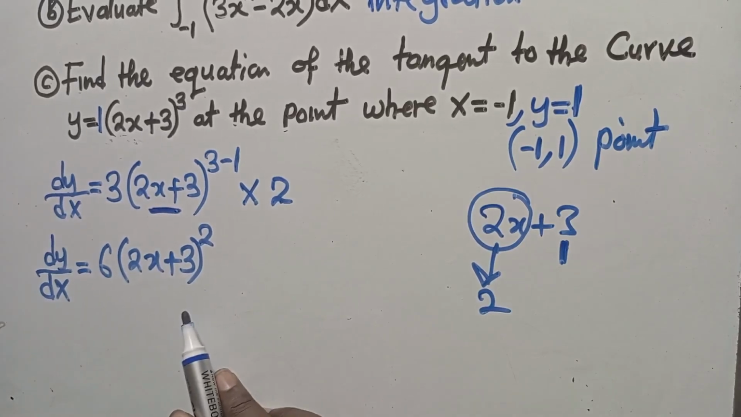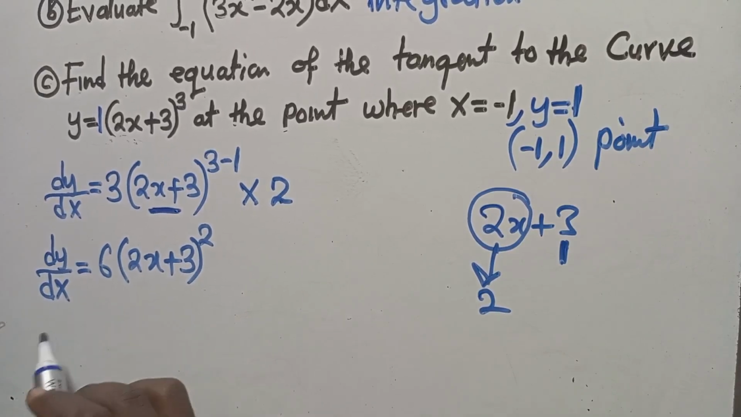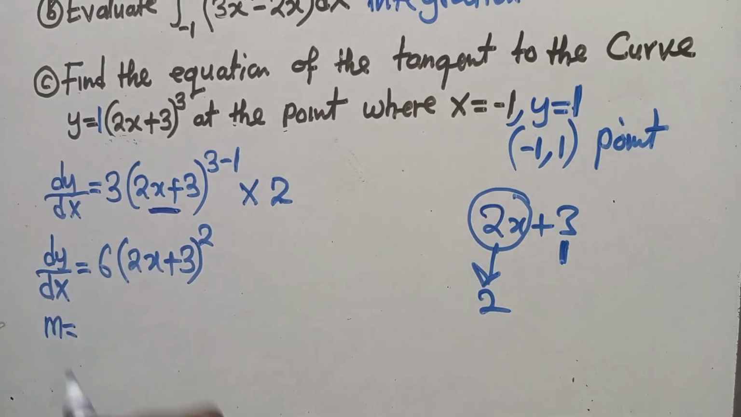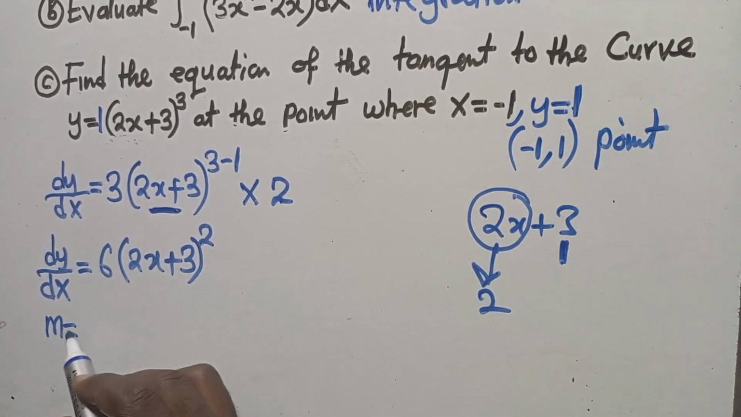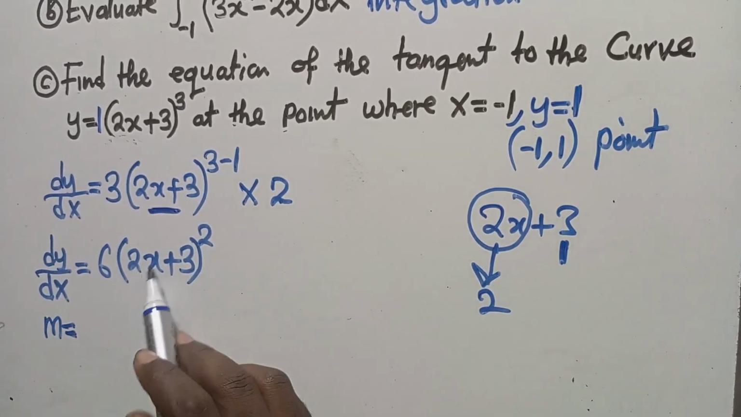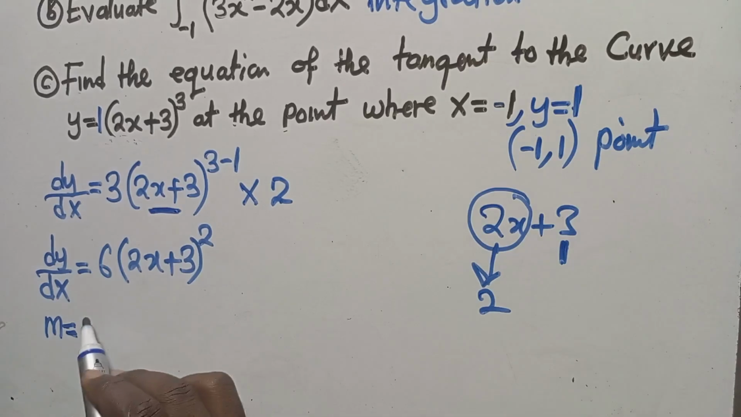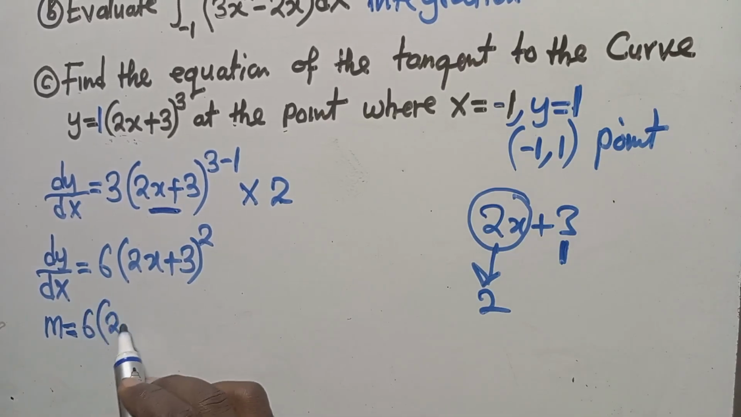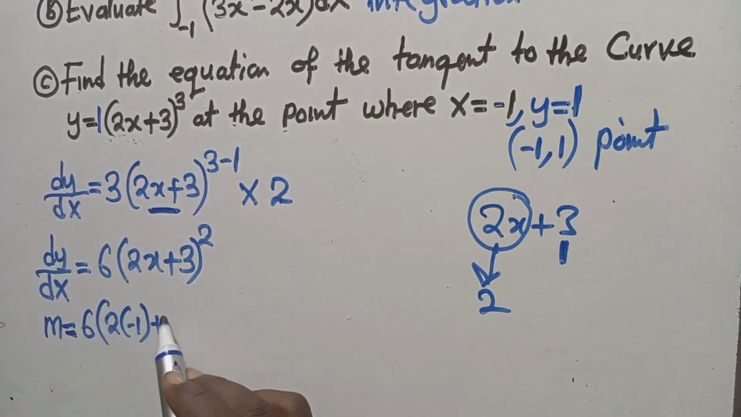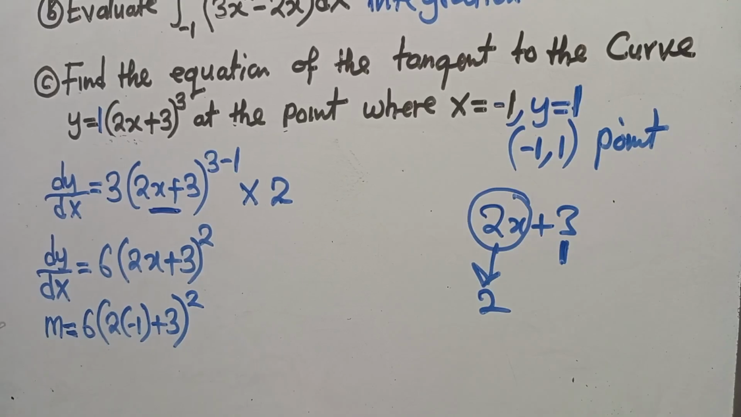Since this is what I'm having now, the next thing is to find the gradient. So gradient is equal to dy/dx. That's the same as gradient. So don't confuse yourself with other questions like find the equation of the curve. Here we are asked to find the equation of the tangent. Where there is x, I put what? Negative 1. So when I put negative 1 here, I'm going to have 6, then (2 times negative 1 plus 3), then everything squared. So this is 1. 1 squared, it is 1. Times 6, you are just going to get 6. So gradient is what? 6.